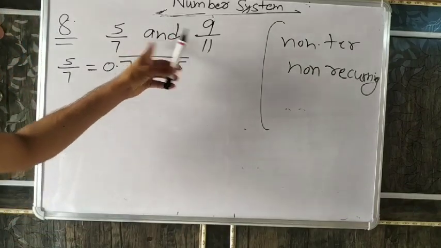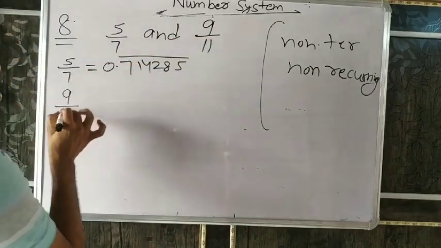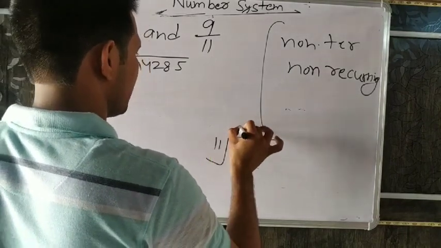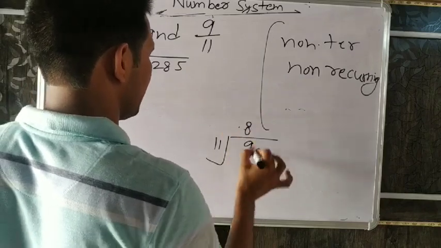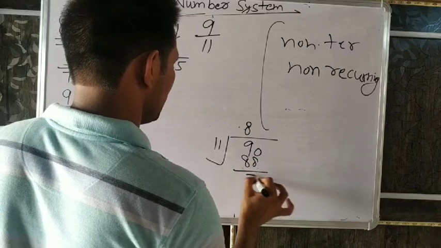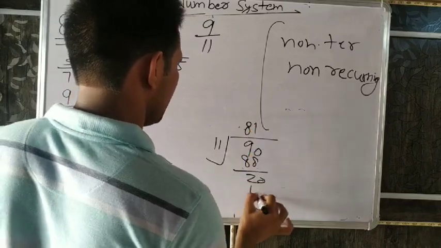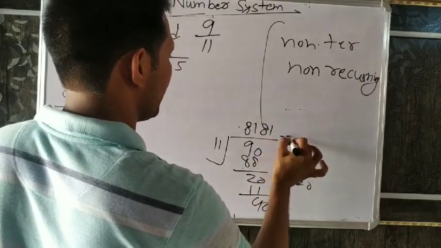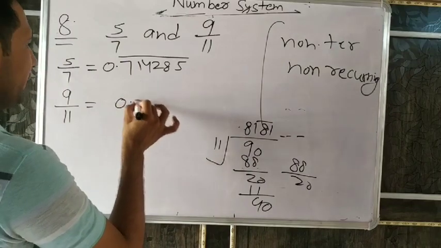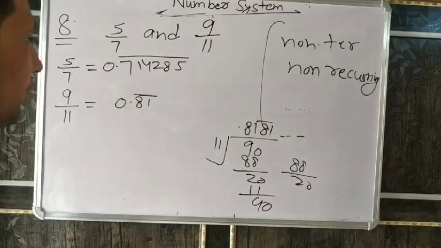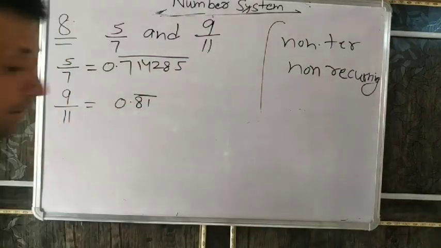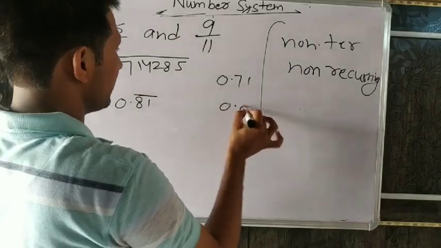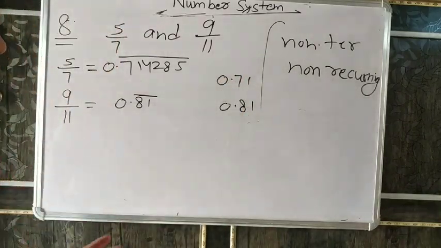Next number: between 5 by 7 and 9 by 11. So 9 by 11, decimal: 11 1 11, 8 88, 2 0, 11 1 11, 9 0, 11 8 88, 2 0, 8 1 8 1, like this one. So what is 0.81 bar? So we have to write 3 irrational numbers between 0.71 and 0.81.